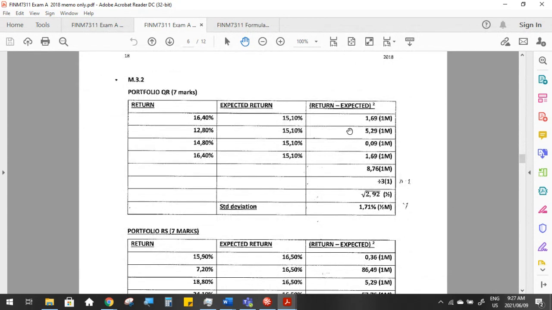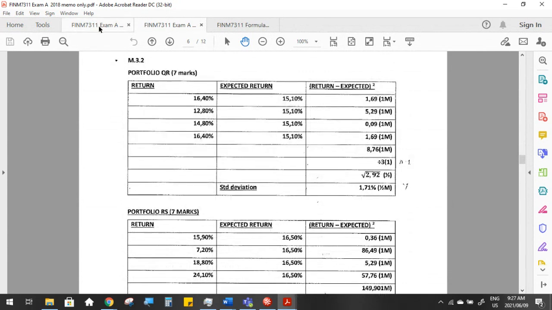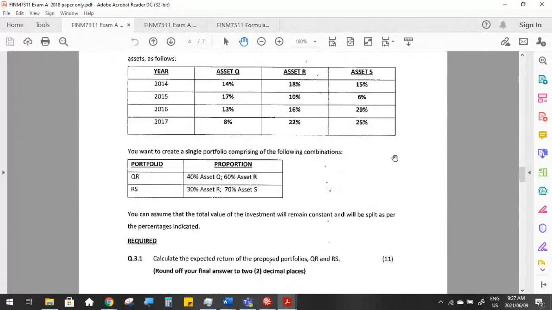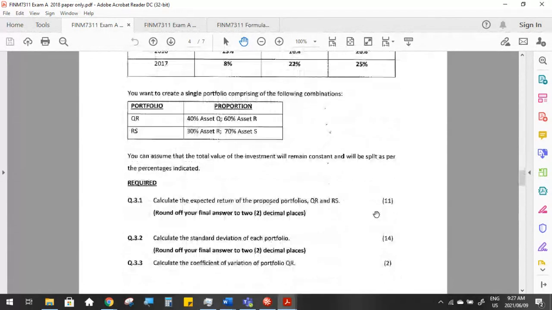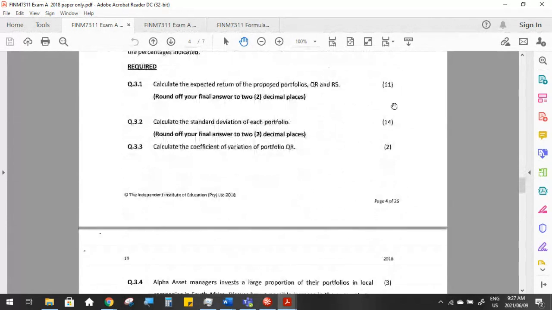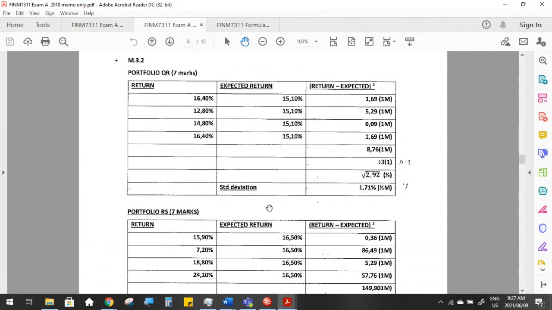So that's an easy 11 marks if you can do that, and quick as well. You can definitely do that in less than 11 minutes. And then for 14 marks, which means you've got 15 minutes, calculate the standard deviation of each portfolio. So for both of these calculations above, what's the standard deviation? Also 2 decimal places.